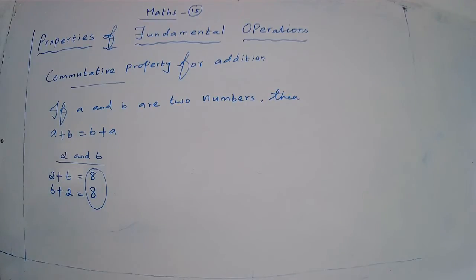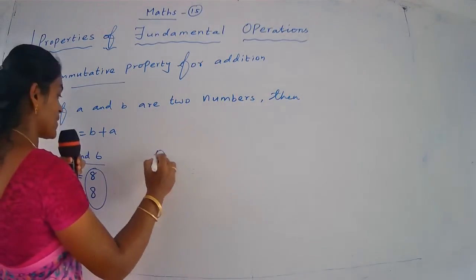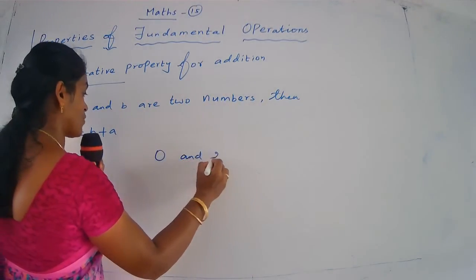One number is 0 and another number you take 2. Now check this property. First of all you find the value of 0 plus 2. What is the answer? 2. Now you change the order. That means 2 plus 0. What is the answer? 2. You see these two answers are the same. So commutative property is true for addition of whole numbers.